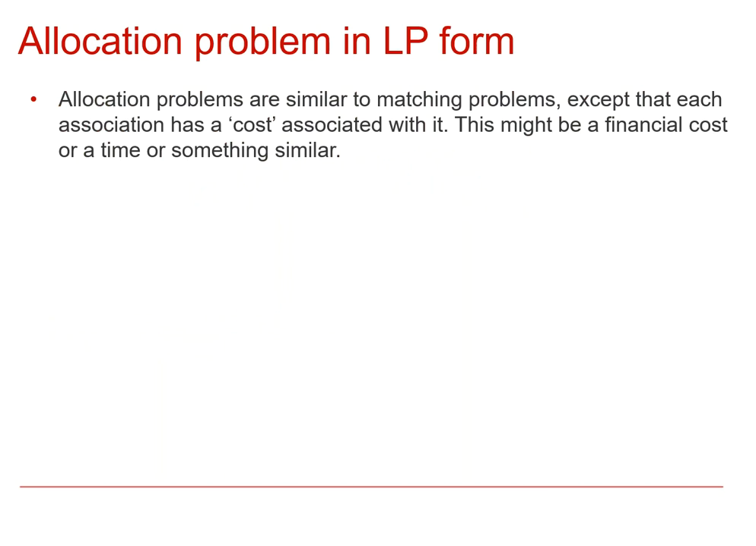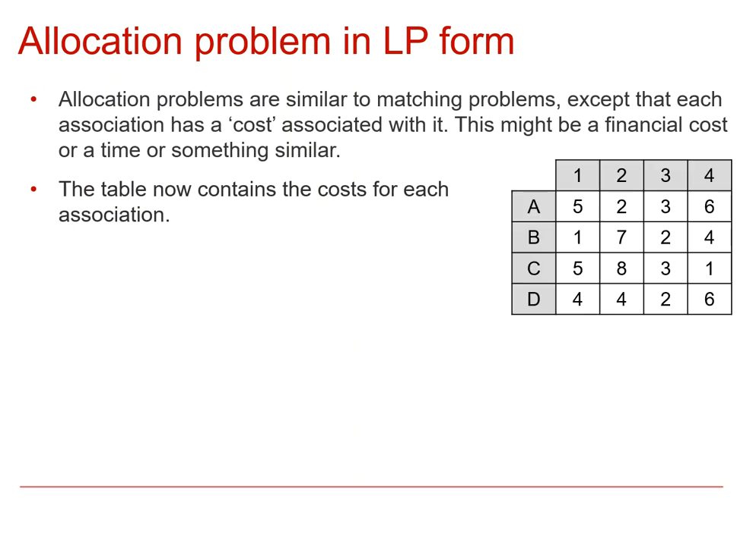So if you remember, allocation problems are very similar to matching problems. The difference is though that instead of it just being a yes or no thing, whether that matching is possible or not, each association has a cost associated with it. So it might be a financial cost, or it might be the time that it's going to take, or something like that. So here we have a table now showing the costs, possibly the time for each association.